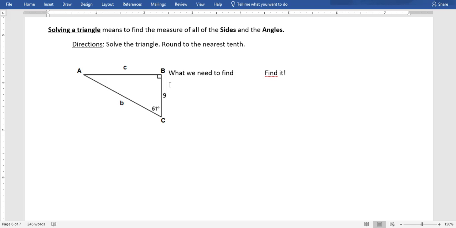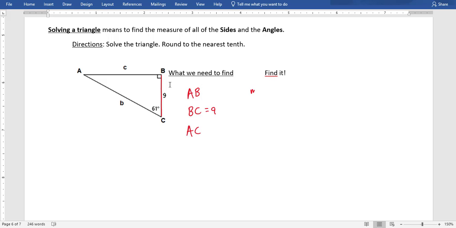Now, let's label what we have and what we need. Okay, what we need is every side of the triangle. We need AB, we need BC, and we need AC. We have one of those. We actually have BC right here already. It's 9.